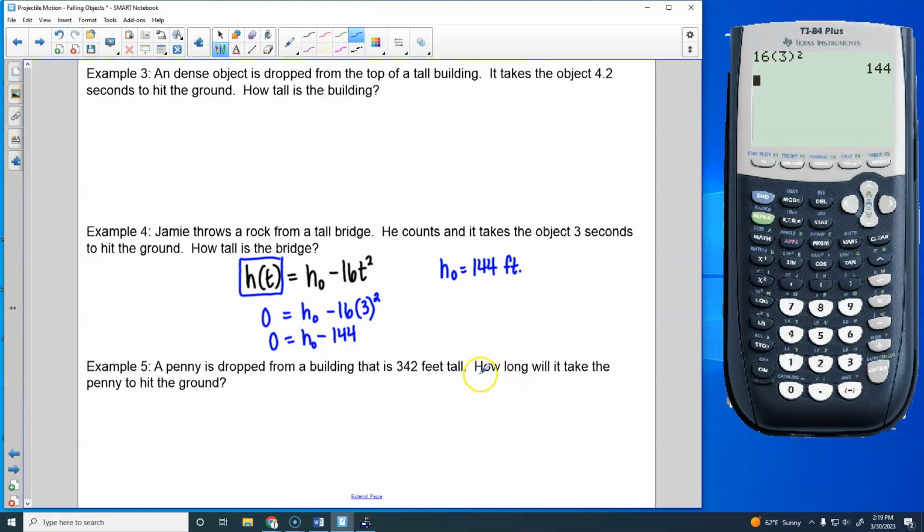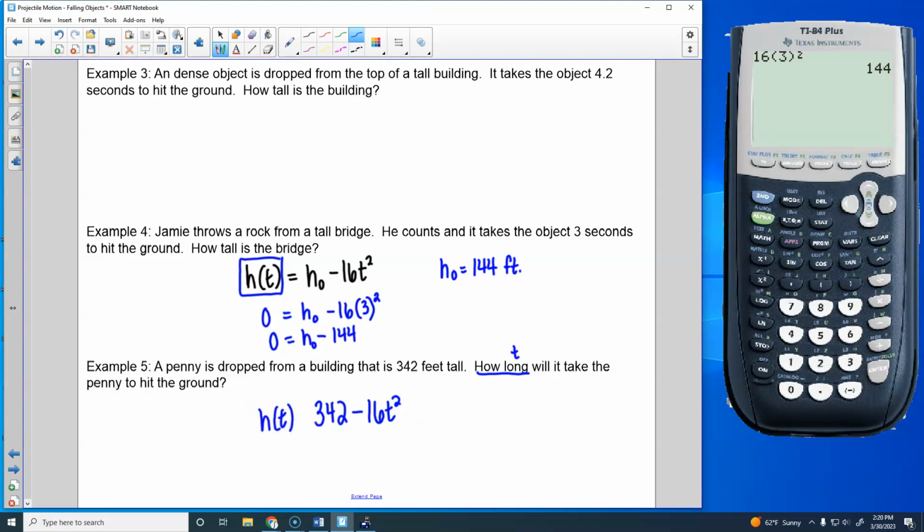So it's asking for how long, so that's t that we're trying to find. The building is 324 feet tall, so that's where we're starting from, and then we subtract our 16t squared, that's for our gravity.